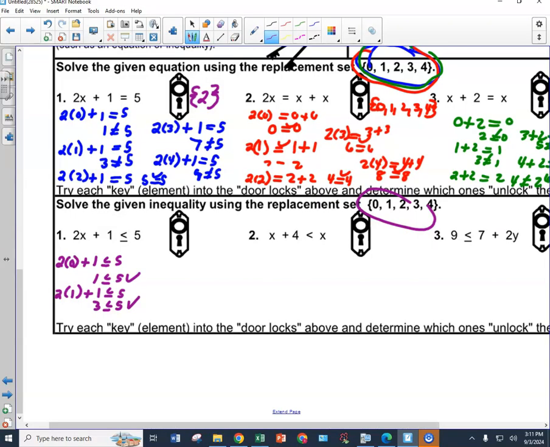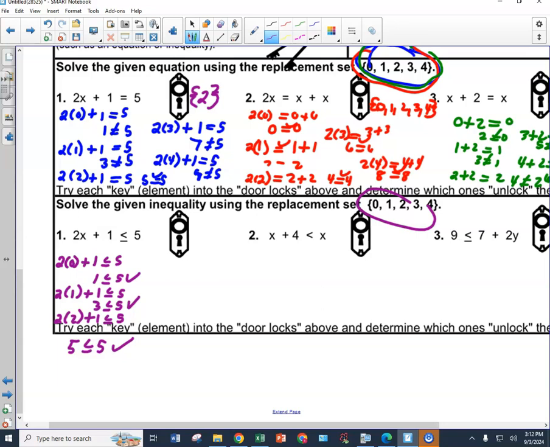All right, let's do 2 times 2 plus 1. Is that less than or equal to 5? Well, 2 times 2 is 4. 4 plus 1 is 5. Is 5 less than or equal to 5? That is true. 5 is equal to itself.